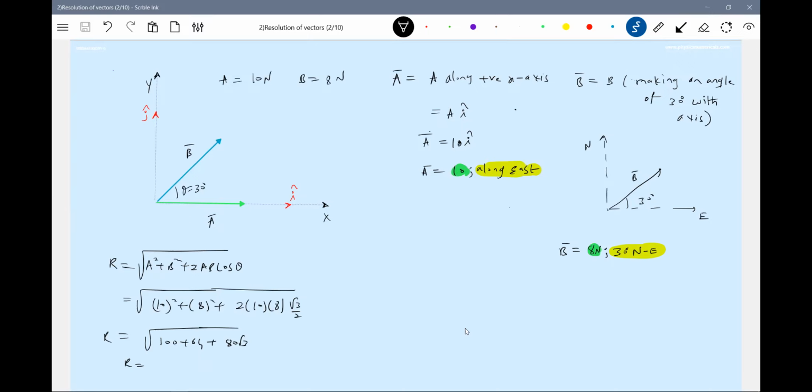Approximately, 80 root 3 is 136, so 136 plus 164. Let me add all. Everything will become root 300 approximately, or this will become 10 root 3.